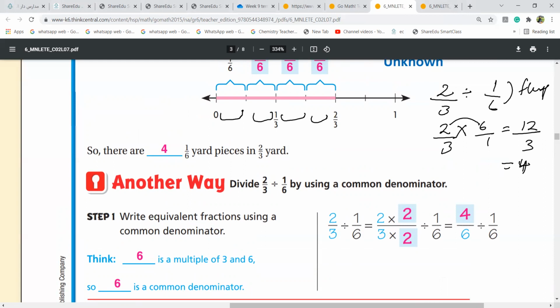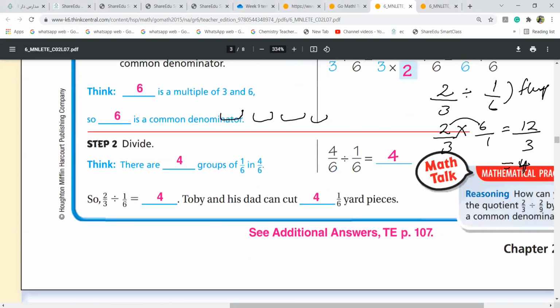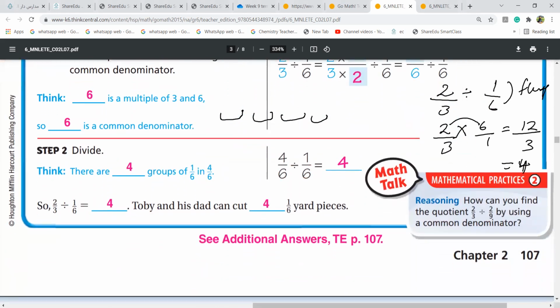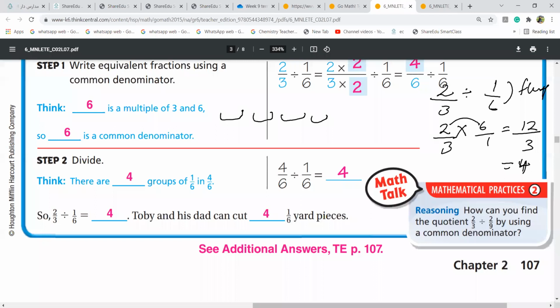Okay. Did you get it? Okay. Yeah, I got it 100%. They take 6 as a common denominator and blah, blah, blah. No need to do anything. If you know my way, just fill up these boxes. If you know my way, that is more than enough. And I feel it's easy.